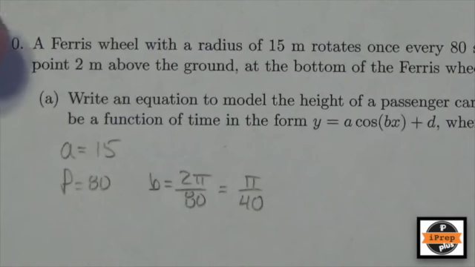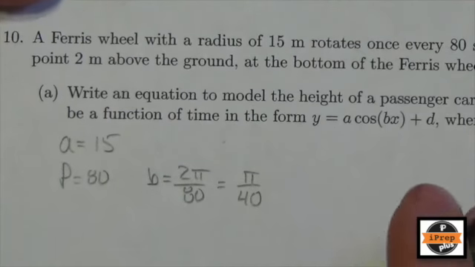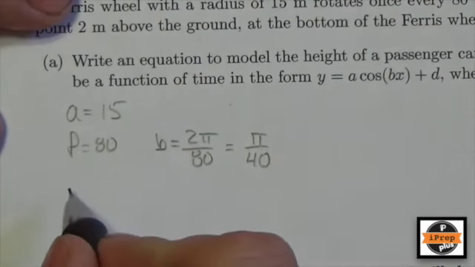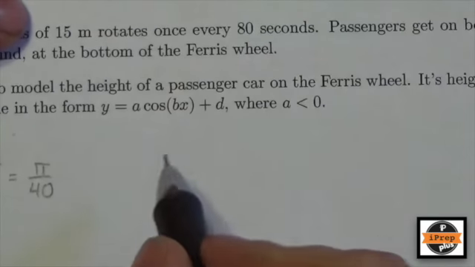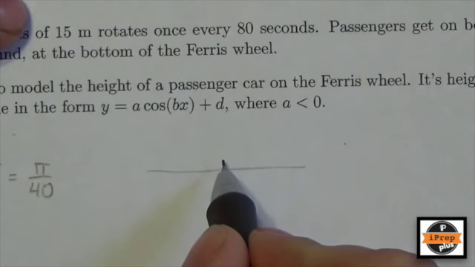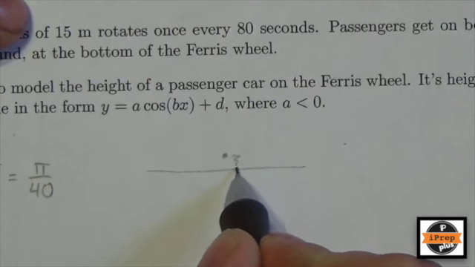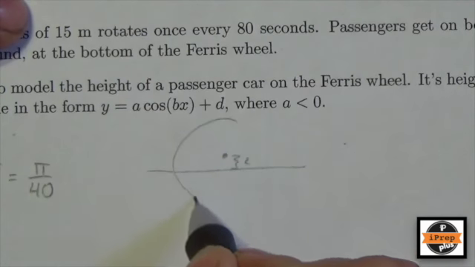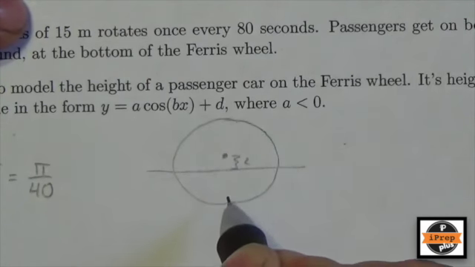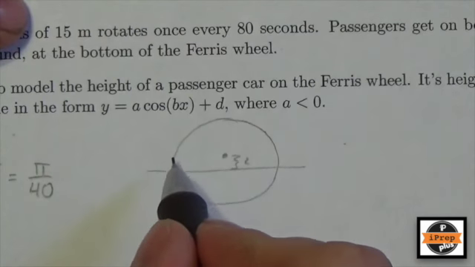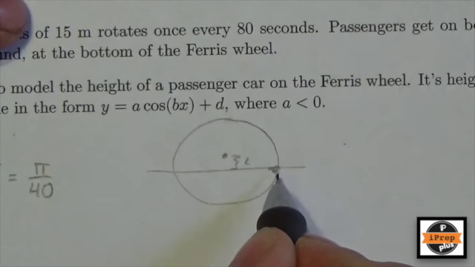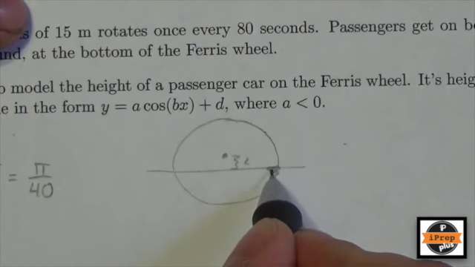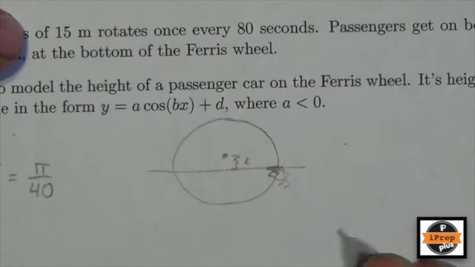Now, passengers get on board at a point 2 meters above the ground at the bottom of the Ferris wheel. Now the mistake that typically gets made here is people will jump on this and say that means d is equal to 2. That's not true. If that were true, then the center of the wheel is going to be 2 meters above ground, but the amplitude of the wheel is 15. Meaning that as this thing rotates around, this is the spot right here where it crushed you into the pavement, drove you into the dirt, people died, it was terrible, oh, it was horrible.